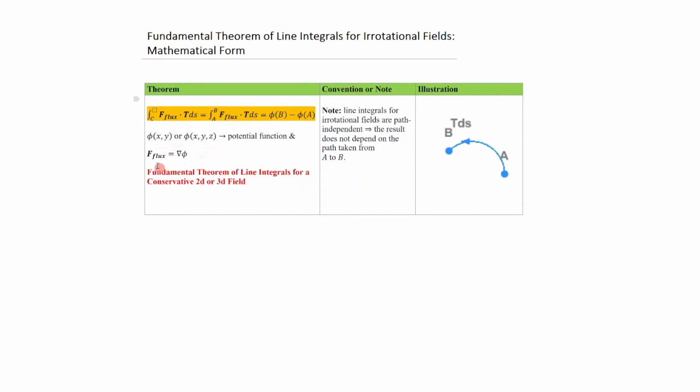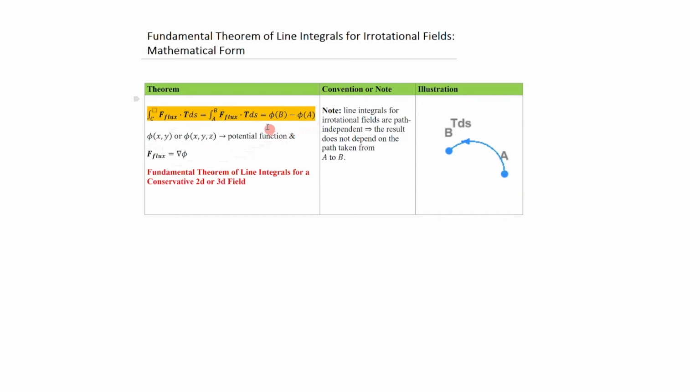And if you define F flux to be the gradient of a scalar function, so this is the definition, F flux is grad phi, then this integral is more or less equivalent to evaluating this scalar function at point B and subtracting it from the value of the scalar function at point A. So this is the fundamental theorem of line integrals for irrotational fields.